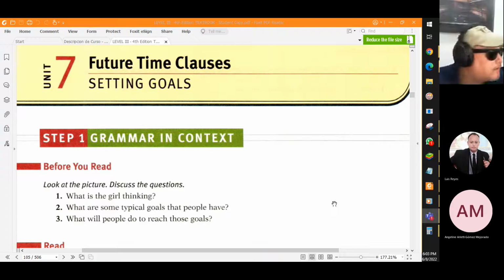Ya vimos el tema de future in English. We talked about how to use the future in 4 forms. The future with going to, well, be going to, the future with will, the future in the present progressive, and the future in the simple present when something is scheduled. Okay, that's the future. Now we are looking at future time clauses, and we're going to be discussing how to use future time clauses with setting goals. Okay, that's our current objectives for today.